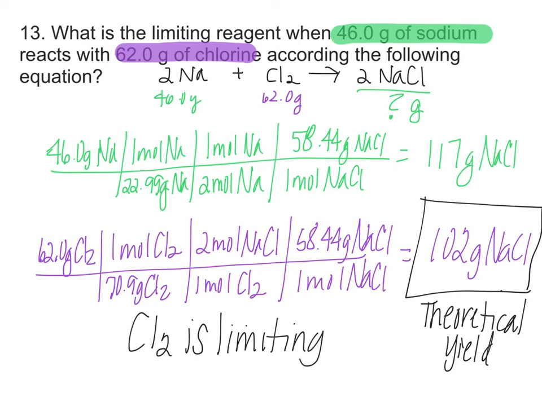So the most product we could produce would be 102 grams of sodium chloride, which is also going to be our theoretical yield that we're going to use in the last problem. And then, of course, since chlorine was the one that gave us that smallest theoretical yield, chlorine would be your limiting reagent or your reactant, whichever word you prefer.